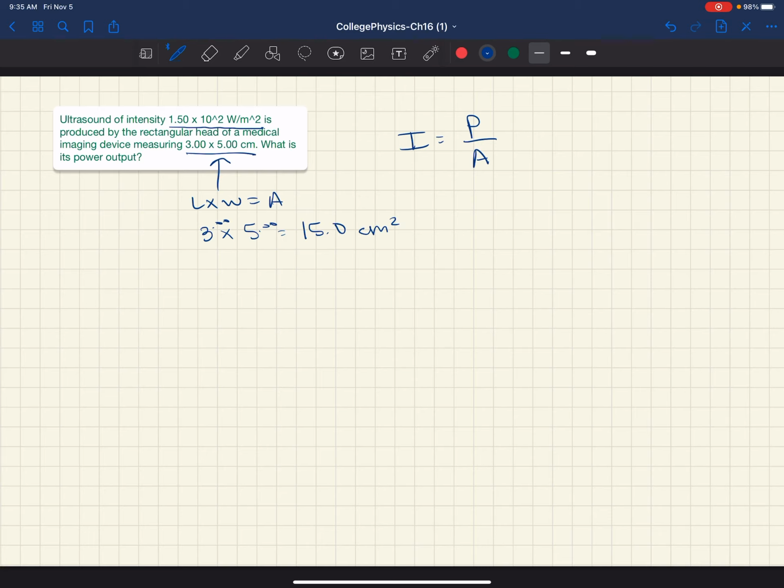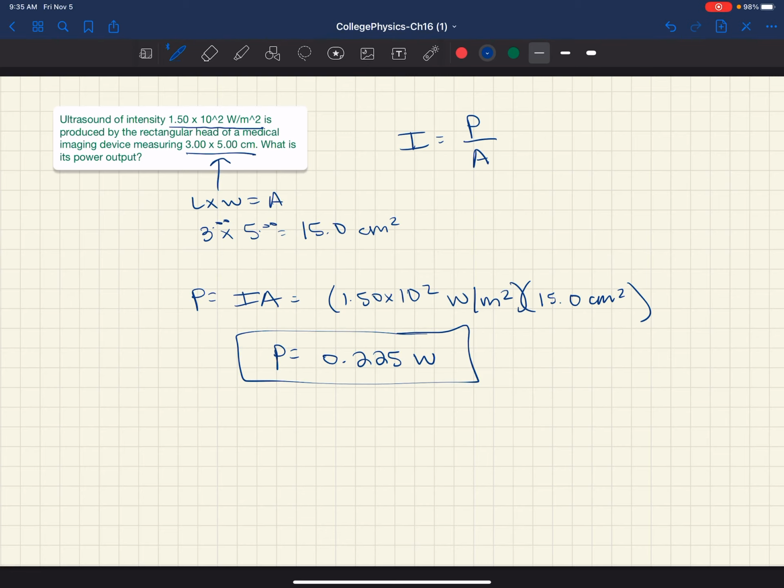And that's centimeters squared. So let's rearrange this to find power, which would be I times A. So 1.50 times 10 to the 2 watts per meter squared multiplied by 15.0 centimeters squared. And the power would be equal to approximately 0.225 watts. Not bad. So none of this math was that bad.